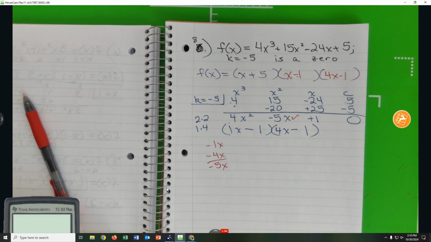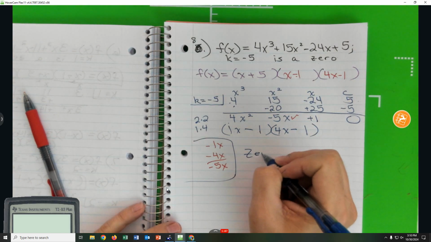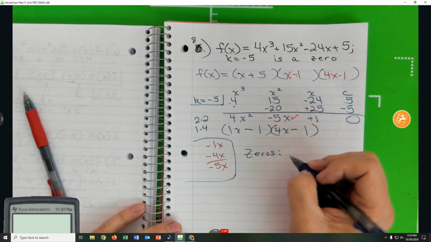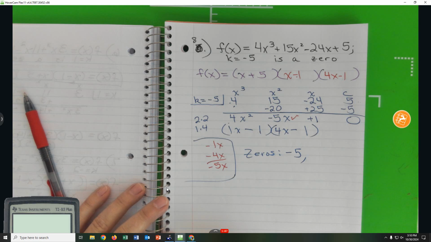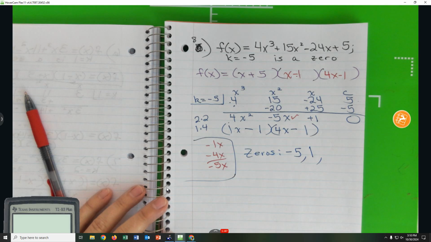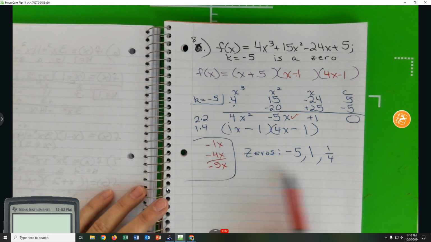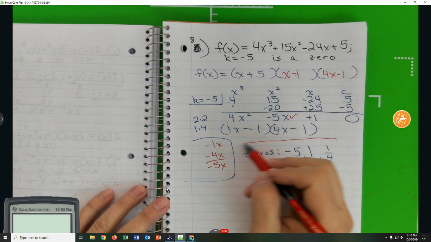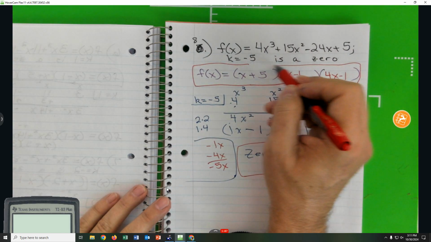The old algebra book used to have the problems that then said, what are the zeros? We know negative 5 is a 0. Oh, that's just my scratch work there. If they asked for the zeros, we know negative 5 is one. What are the other two? Positive 1, I agree, and 1 over 4. So if they'd asked for the other zeros, here they are. But this is what they're looking for, the factorization.